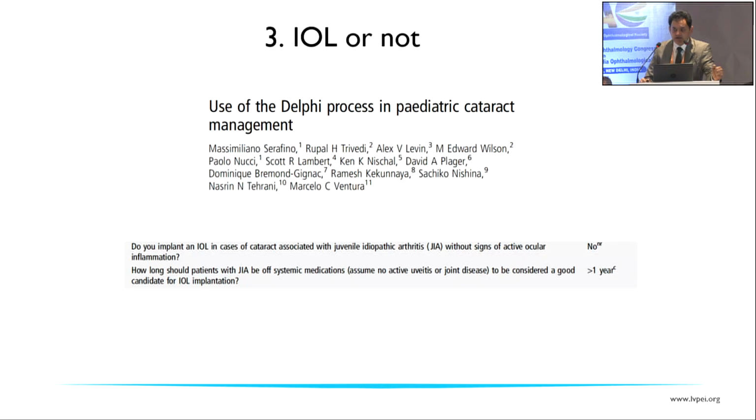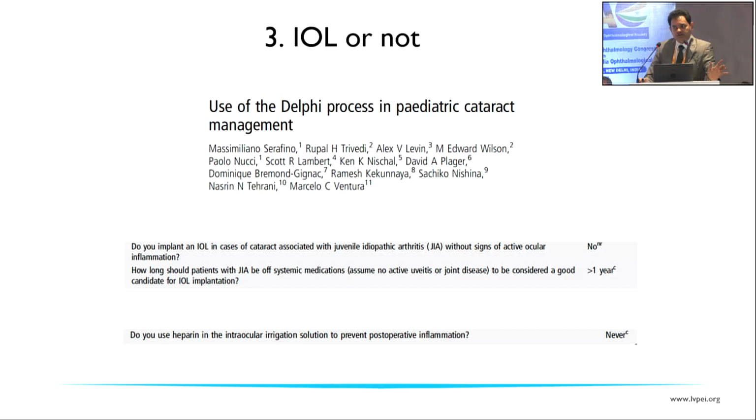success. The second question asked in the Delphi process, which is already published in BJO: do you implant an IOL in patients with JIA without signs of ocular inflammation? Some of them said yes, some of them said no. And how long do you wait? Again, this is more than 1 year.